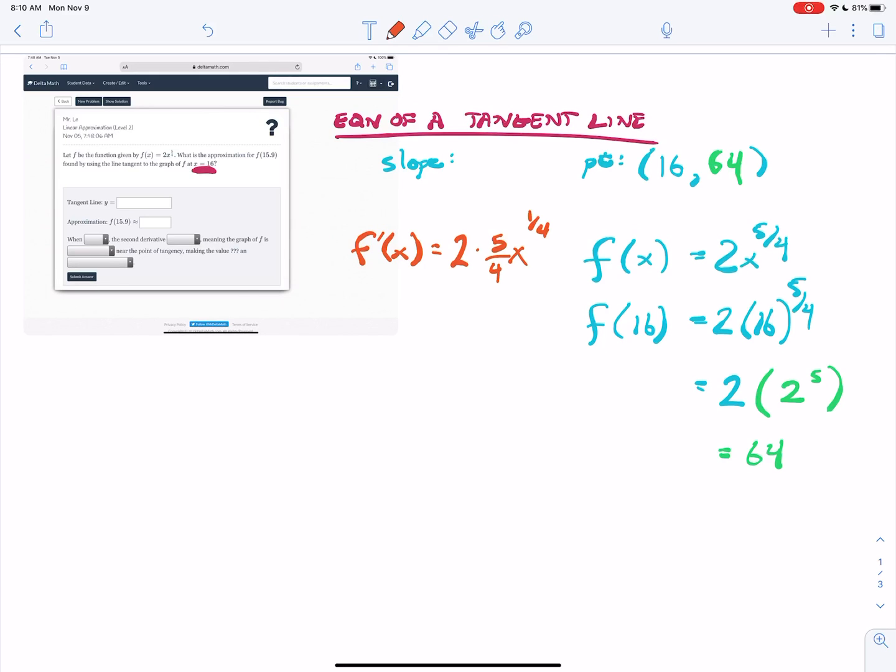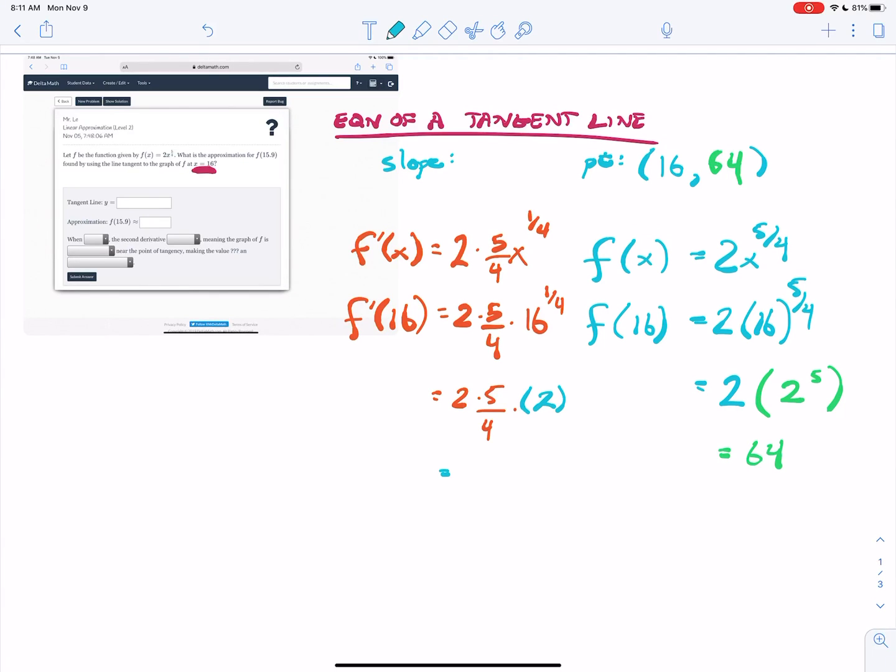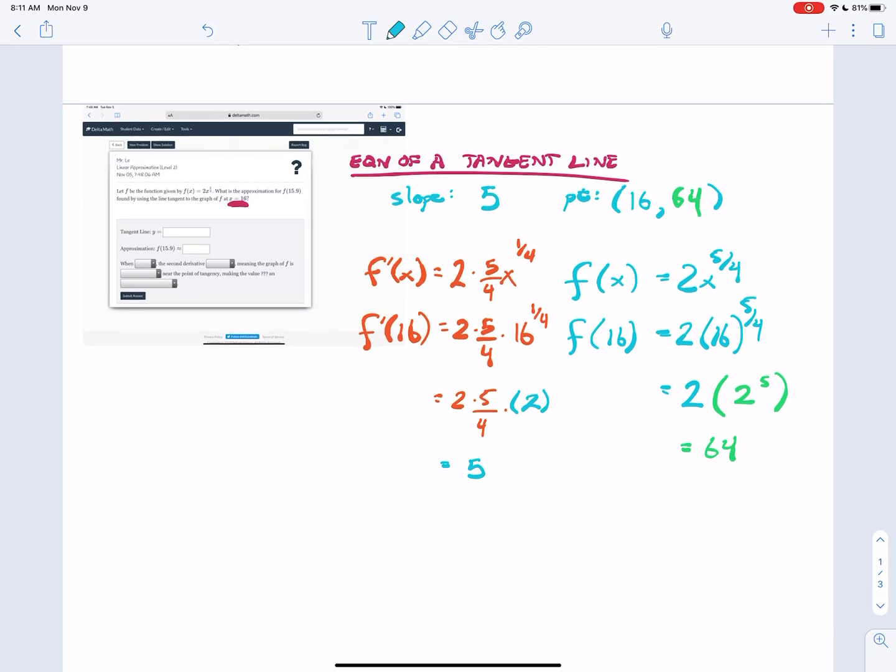Now this right here is just the general slope, but specifically we want to find the slope at 16. So this is 2 times 5/4 times 16 to the 1/4 power. That's the fourth root. The fourth root of 16 is just 2. If you multiply all that out together, you should get 5. 5 represents our slope. So we have everything we need here.